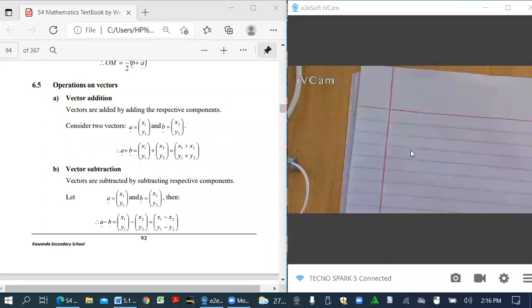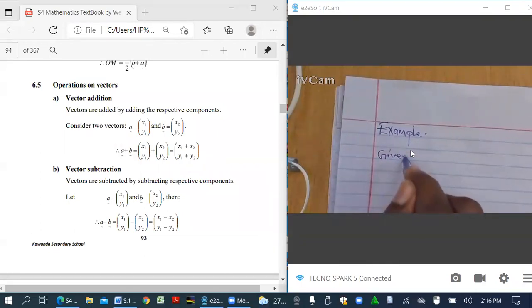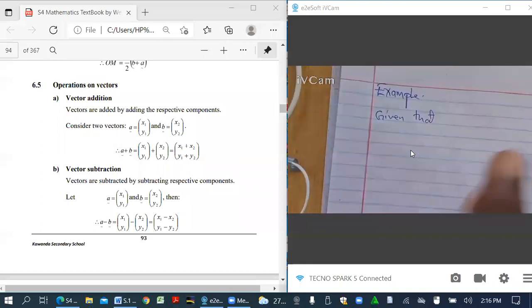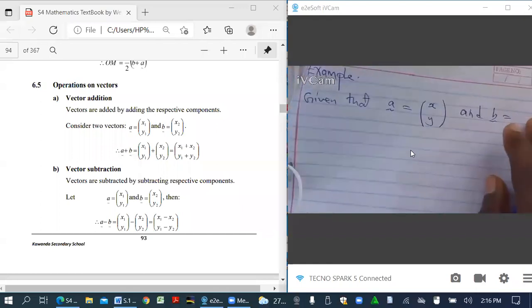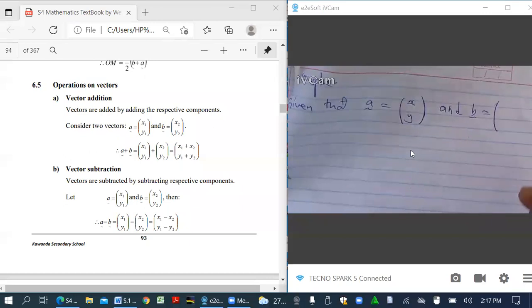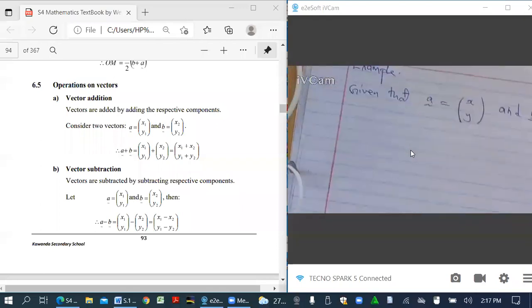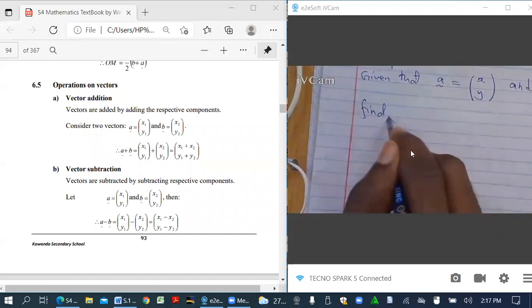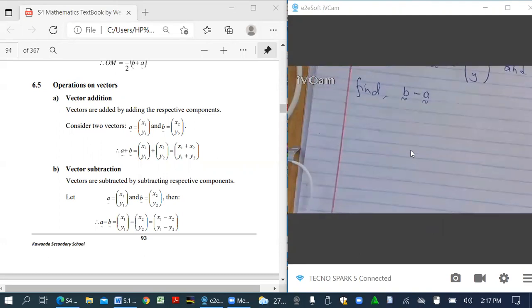Example. Let's look at the example. Are you ready? Given that a vector A is equal to X and Y. That's how they have given it. And vector B is negative X, Y. Are we together? Yes. Find B minus A. So what are we supposed to do there now?